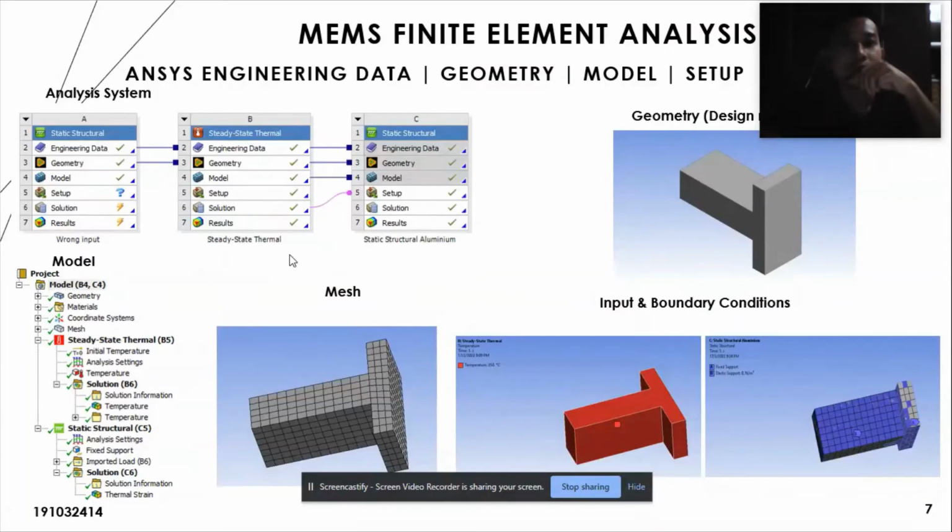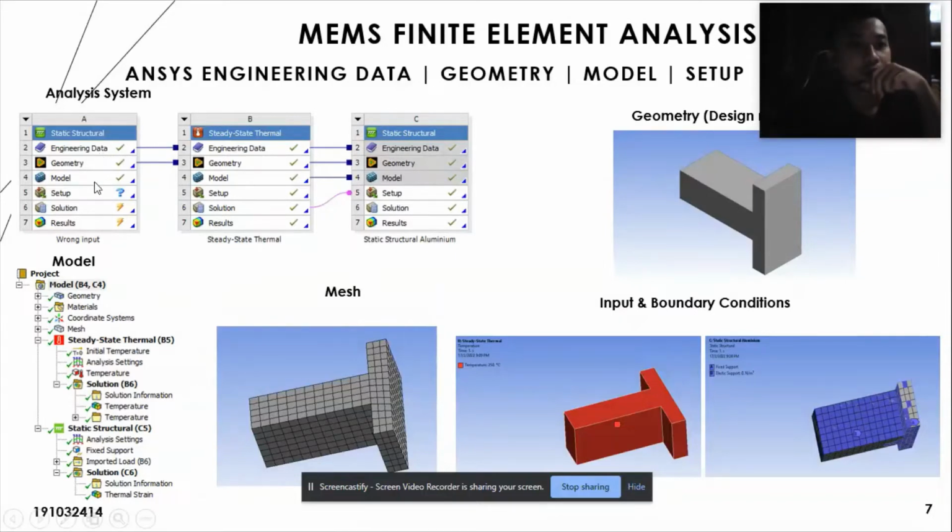Assalamualaikum, my name is Muhammad Irfan Bisaluddin. I'm going to explain about the ANSYS system. We have 3 parts, A, B, and C. For B, we have the input, steady state thermal, that consists of temperature. For C, we have the output, static structural aluminium, that consists of total deformation and thermal strain.